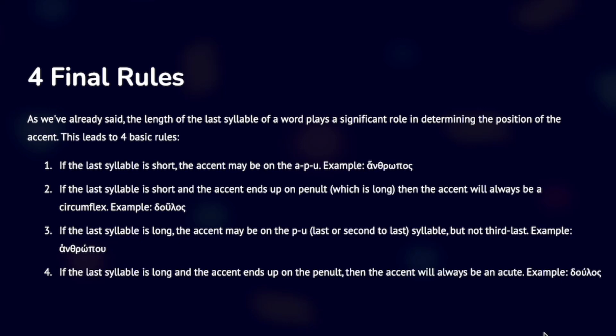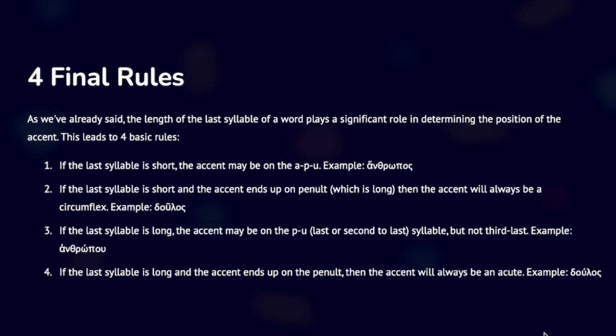And here are the rules. 4 basic rules. Number 1, if the last syllable is short, the accent may be on the ultima, the penult, or the antepenult. Example that we saw earlier is anthropos. Number 2, if the last syllable is short and the accent ends up on the penult, which is long, then the accent will always be a circumflex. Example, doulos.